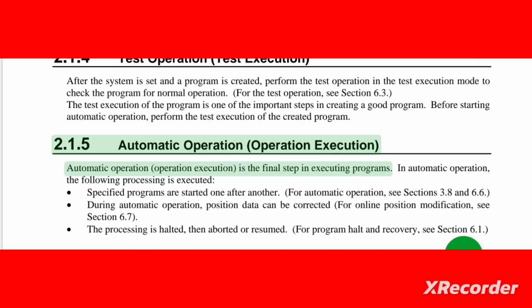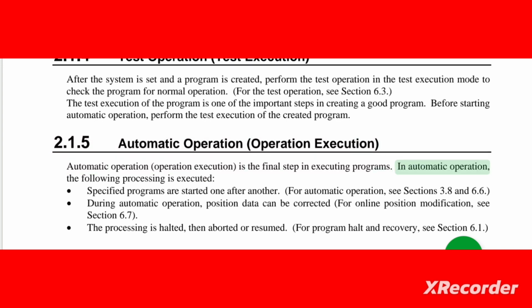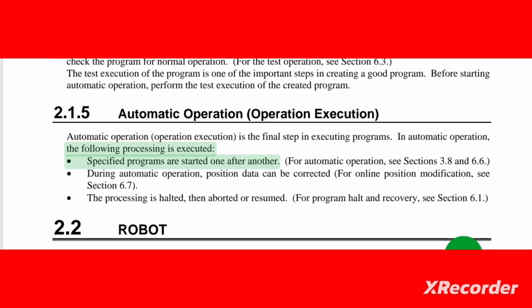2.1.5 Automatic operation, execution. Automatic operation execution is the final step in executing programs. In automatic operation, the following processing is executed. Specified programs are started one after another.